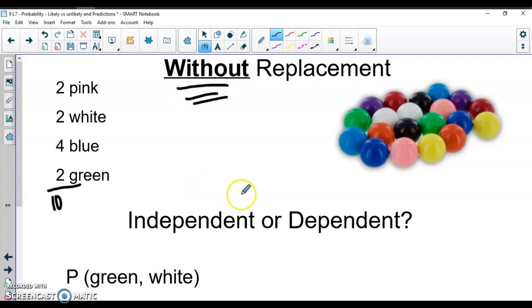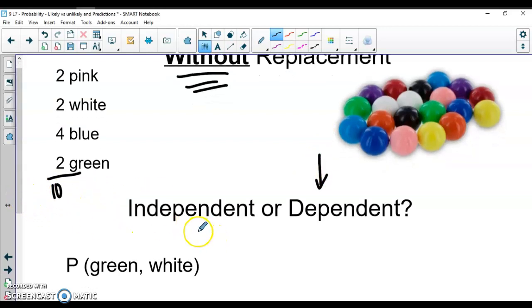So do we have independent or dependent? We are going to take one of the gumballs and we are going to eat it. We're not going to replace it. If you said dependent, you would be correct, because if we actually eat the gumball, we've now changed the scenario.